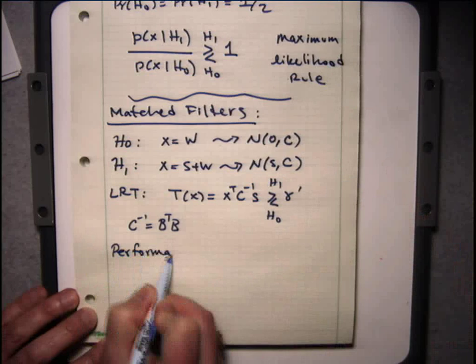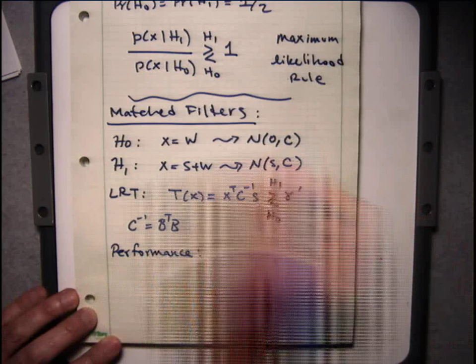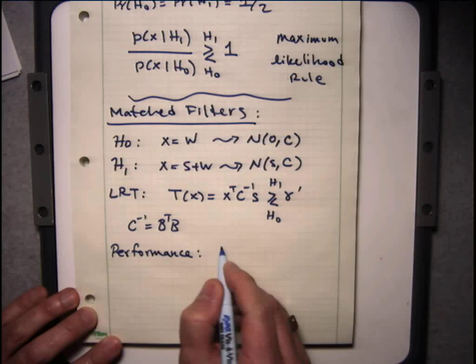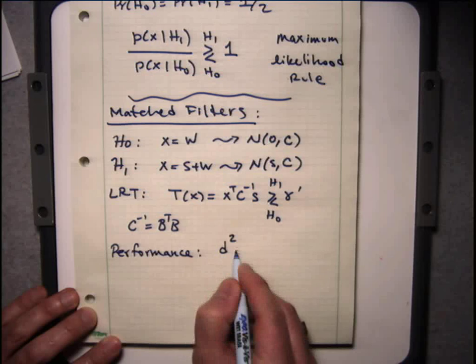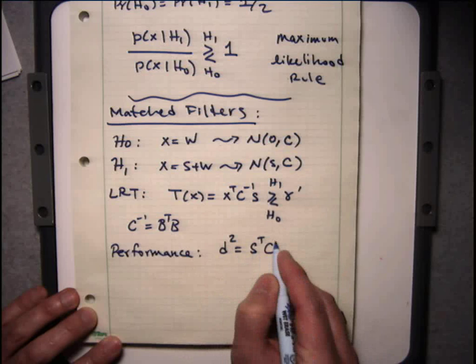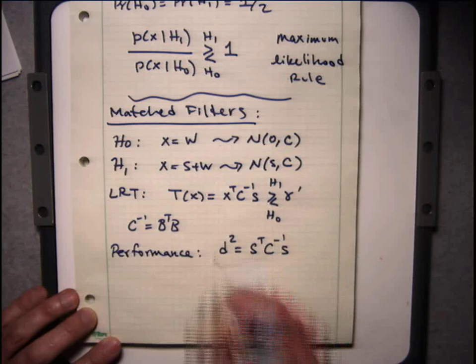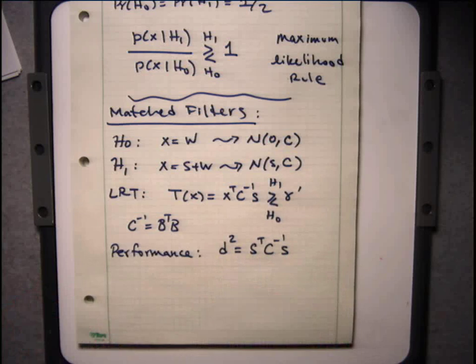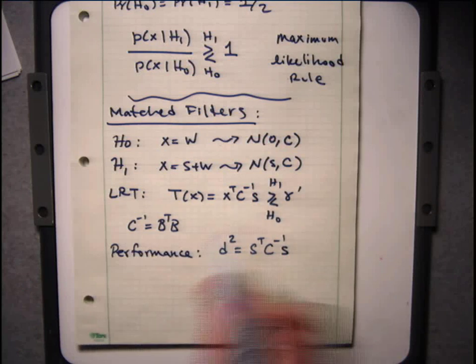And most importantly, the performance of this type of matched filter is dependent on a quantity which we call d squared, S transpose C inverse S. This d squared is sometimes called the deflection. Okay? You'll see if you look in the literature, you see the deflection criterion. This is the deflection criterion. So the performance depends on this guy. Okay?